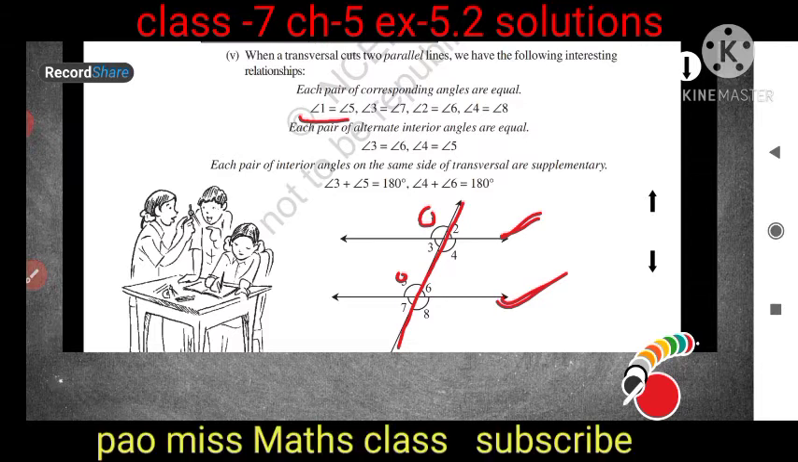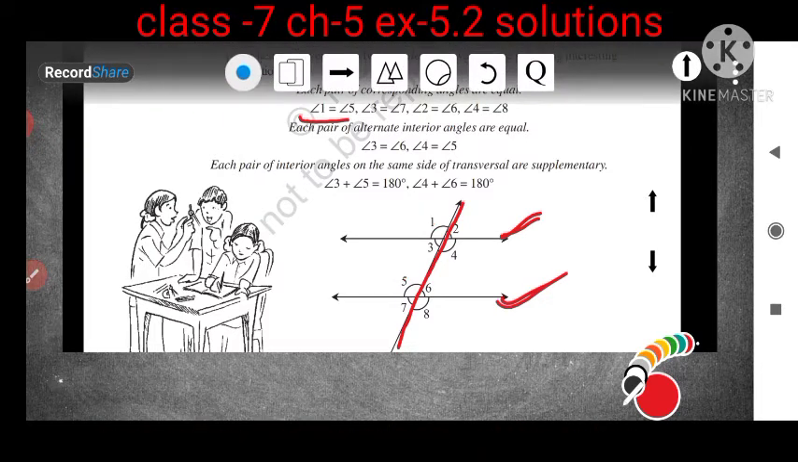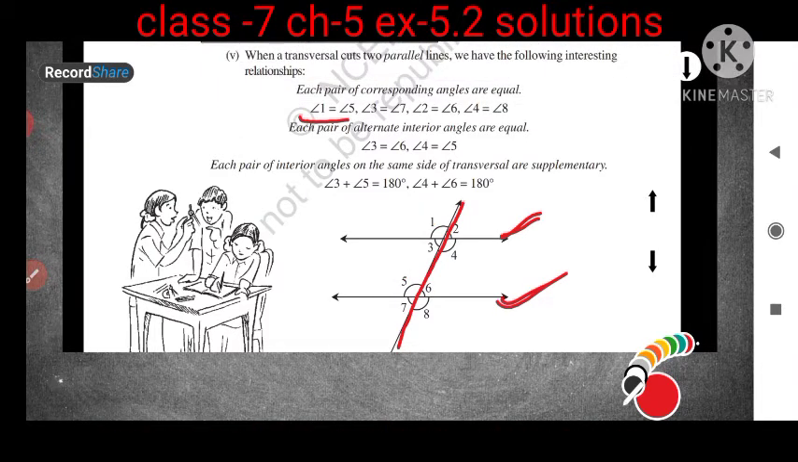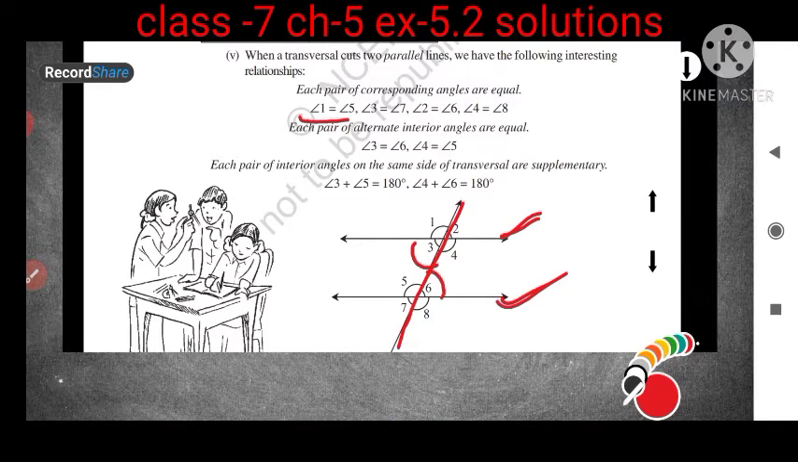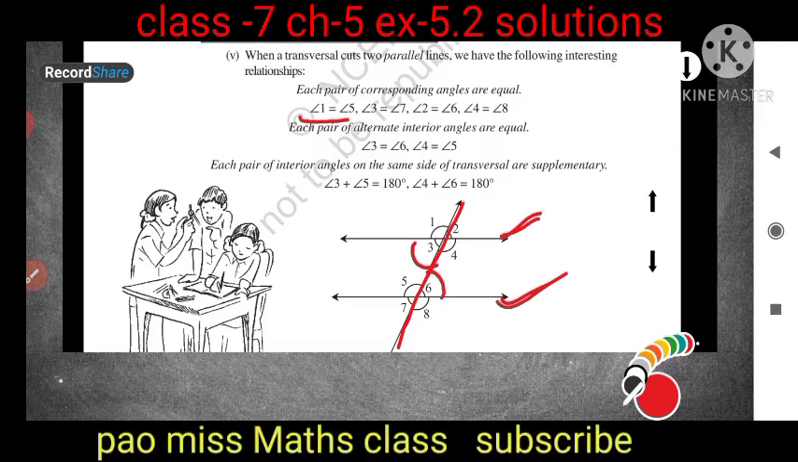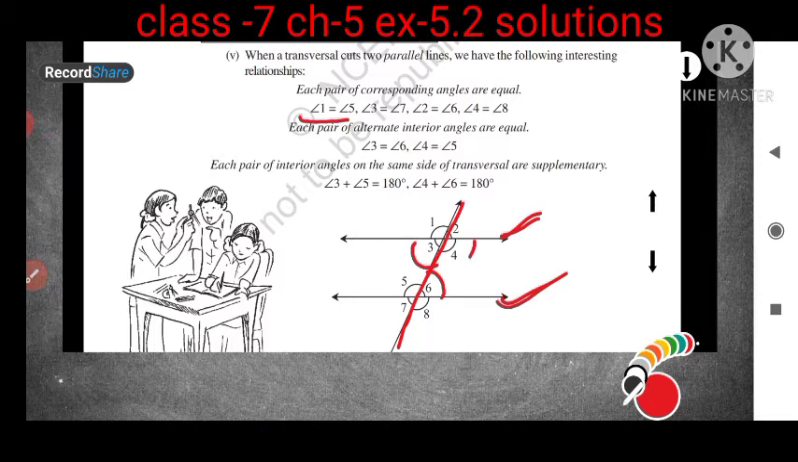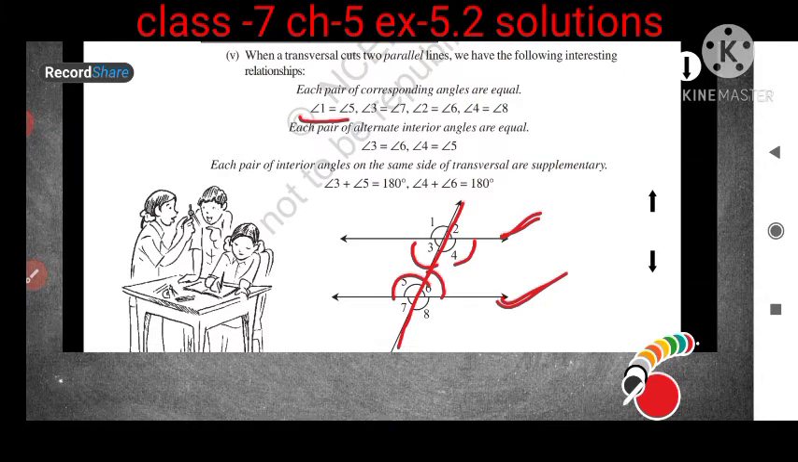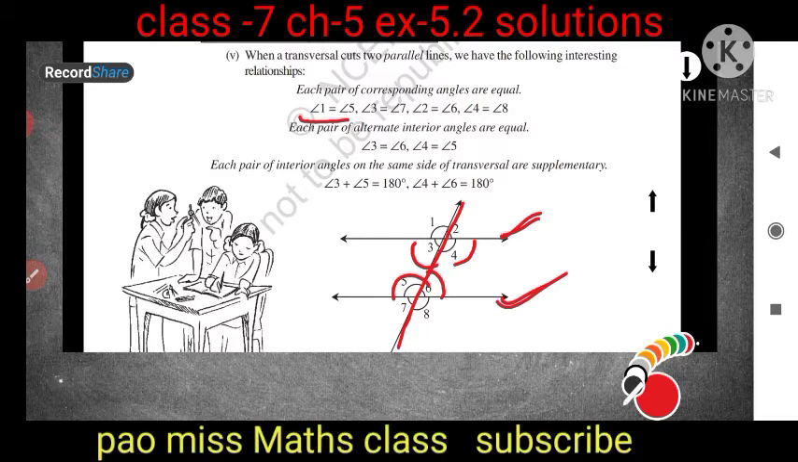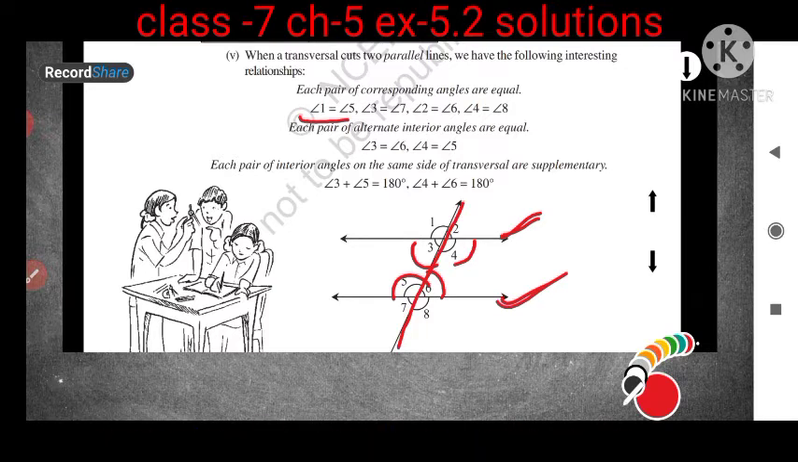Next, there is another pair: alternate angles. Which will be the alternate angles here? Angle 3 and angle 6 are alternate angles, and alternate angles are also always equal. Again, angle 4 and angle 5 are also alternate angles, and they are equal. Alternate angles, corresponding angles, you have to remember this.